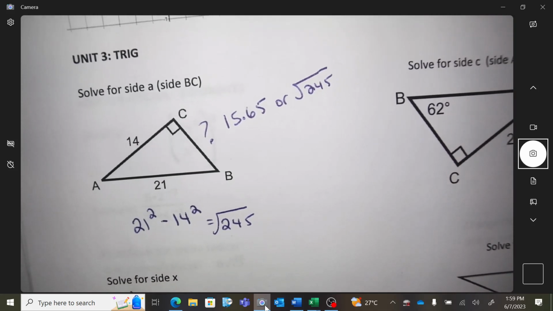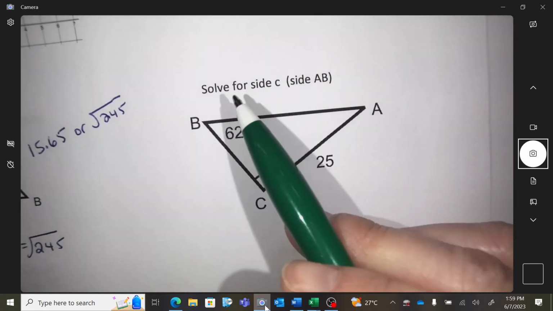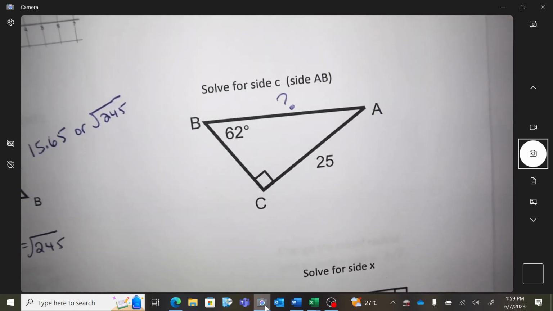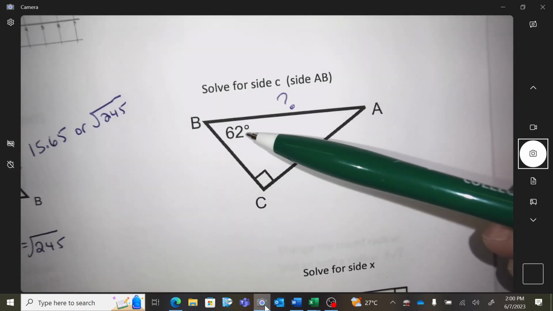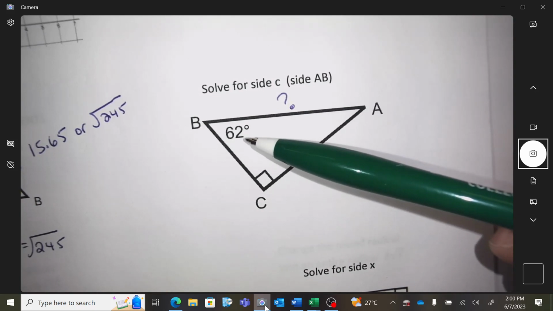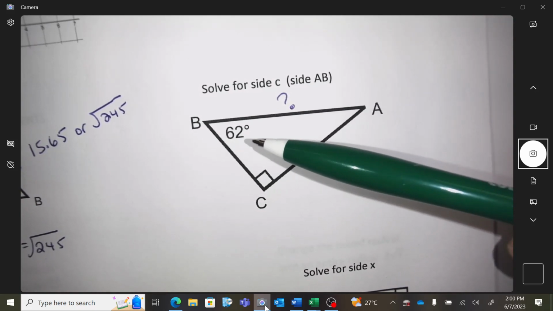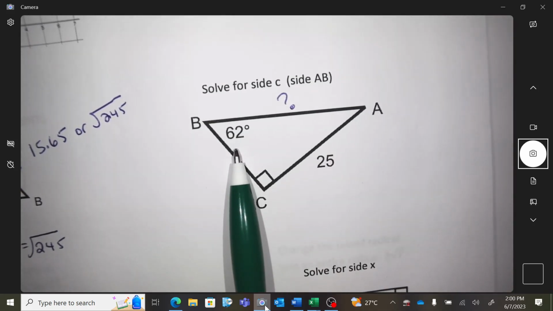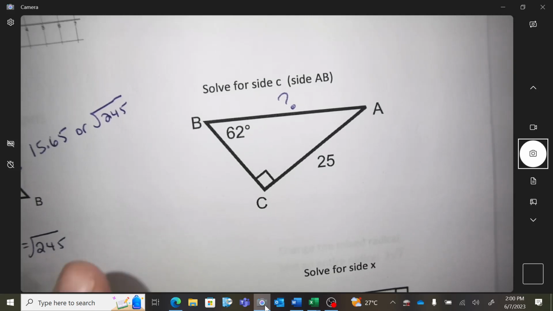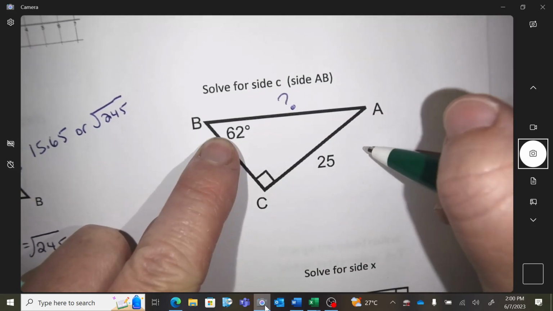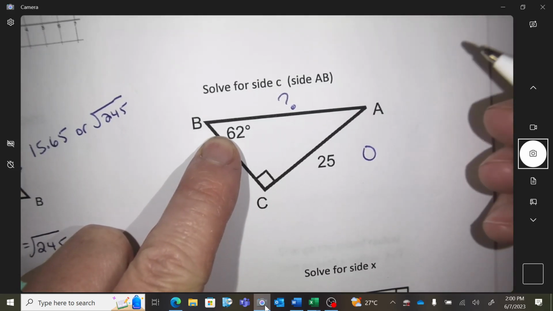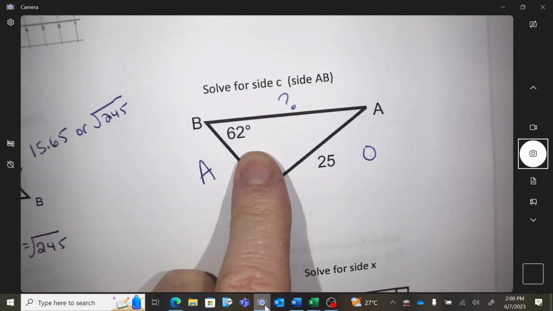Okay, here we go. SOHCAHTOA. We are solving for this up there. Okay, if I'm given the angle 62 degrees, can you put these three letters on this triangle? According to 62 degrees, which side is O, which side is H, which side is A? In this triangle, according to the 62 degrees, which side is opposite? Which side is adjacent? Which side is the hypotenuse?